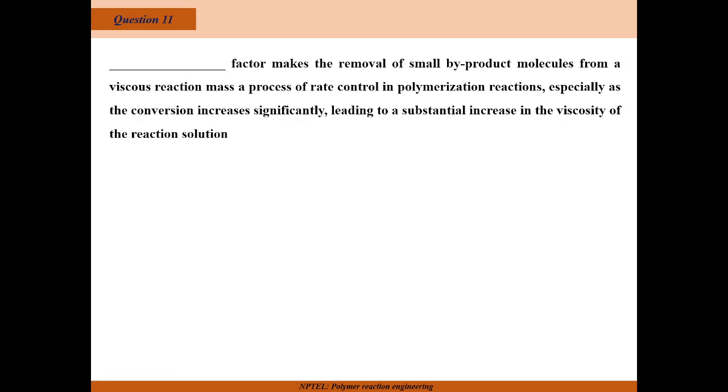Dash factor makes the removal of small byproducts from a viscous reaction mass a process of rate control in a polymerization reaction, especially as the conversion increases significantly, leading to a substantial increase in the viscosity of the reaction. So what factor makes the removal of small byproducts from a viscous reaction mass a difficult process? I think there is some problem with the question. I don't know where this mass came from.